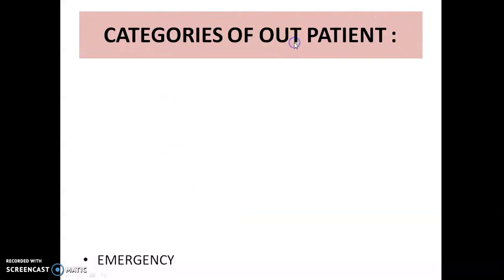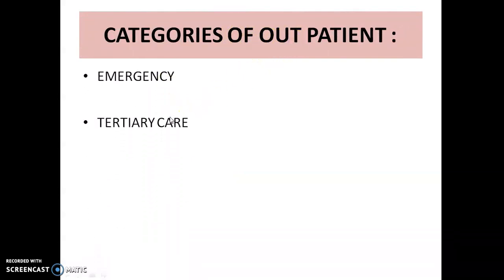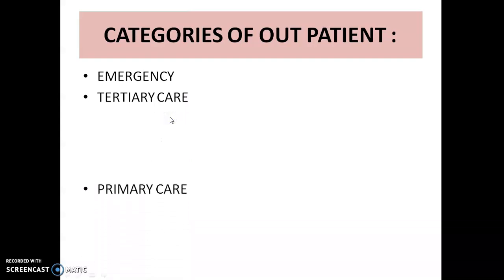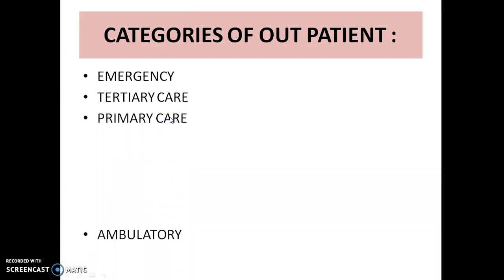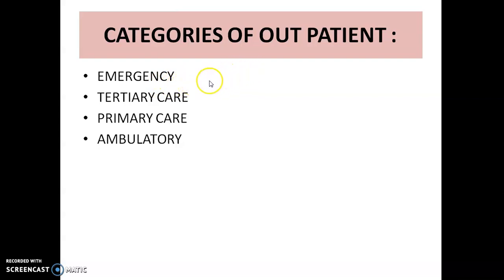Then categories of outpatient. First is emergency, then tertiary care, primary care, and ambulatory care. Emergency patient means one who comes in an emergency for a minor accident or minor cuts, so that the physician has to treat him in emergency.